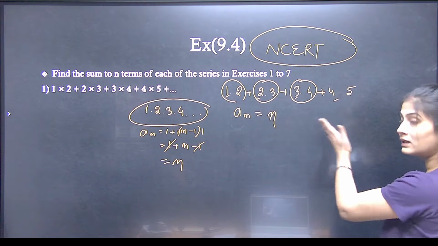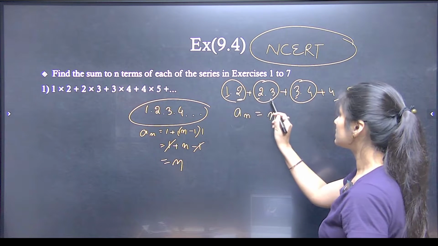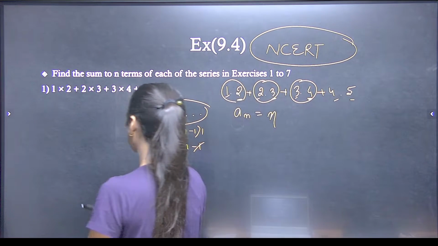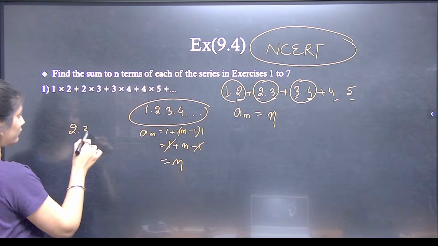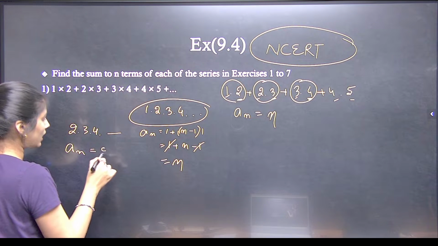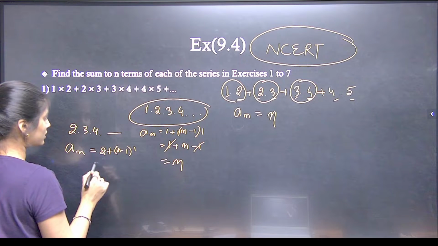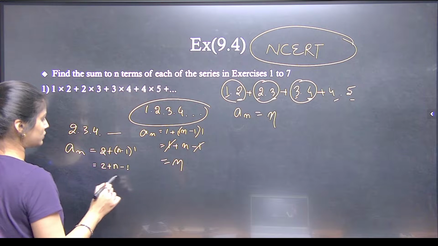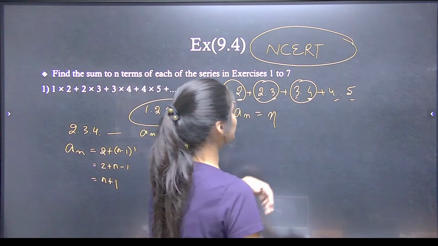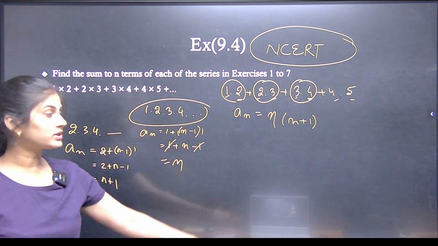Now what are the second terms of each group? It is 2, 3, 4, 5 like this. So if I find the nth term, it is a plus (n minus 1)d, where d is 1. So it is 2 plus n minus 1, which is n plus 1. So for the second term of each group, we have n plus 1. Got it? So this is the nth term.